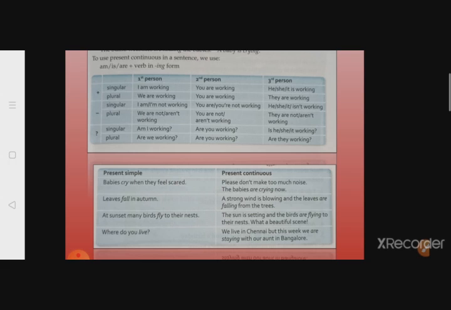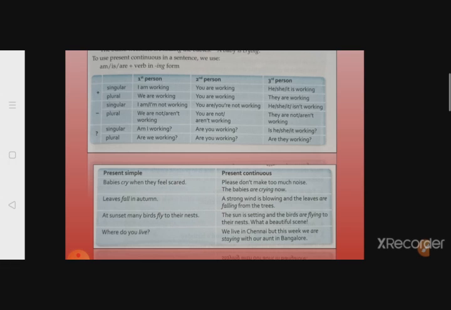For present simple tense, fourth one, where do you live? It's a simple question which you are asking. And we live in Chennai, but this week we are staying with our aunt in Bangalore. So here you can see the present continuous tense. The first sentence is we live in Chennai. That means हम चेन्नई में रहते हैं, but this week we are staying with our aunt in Bangalore.